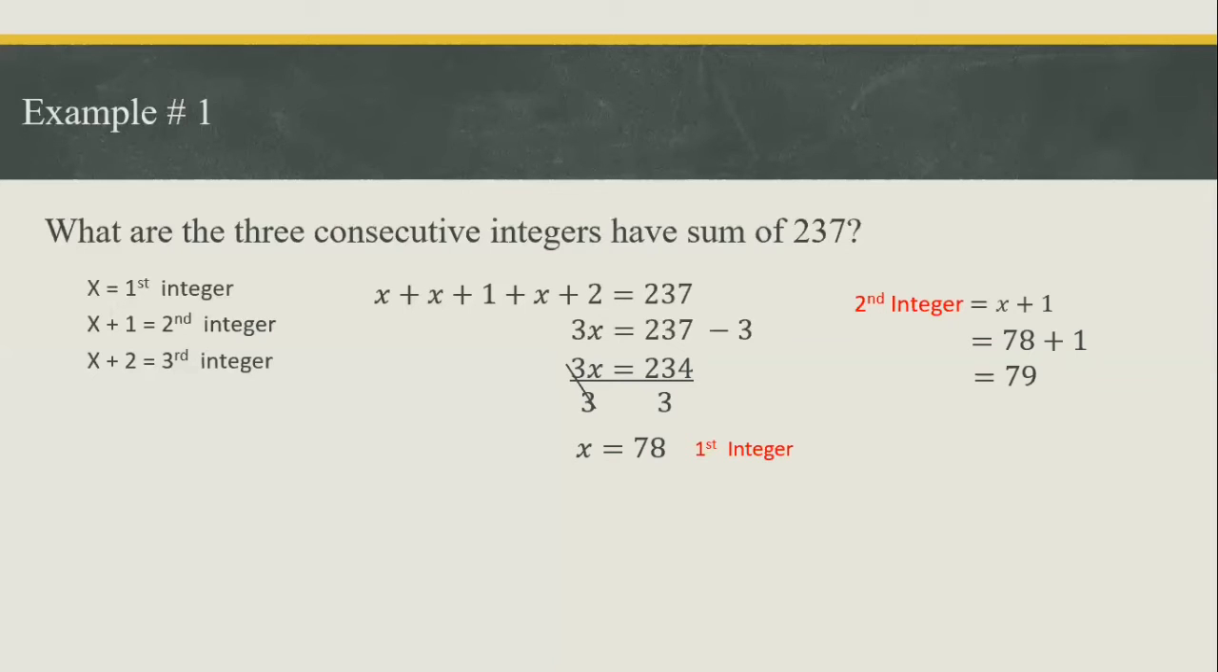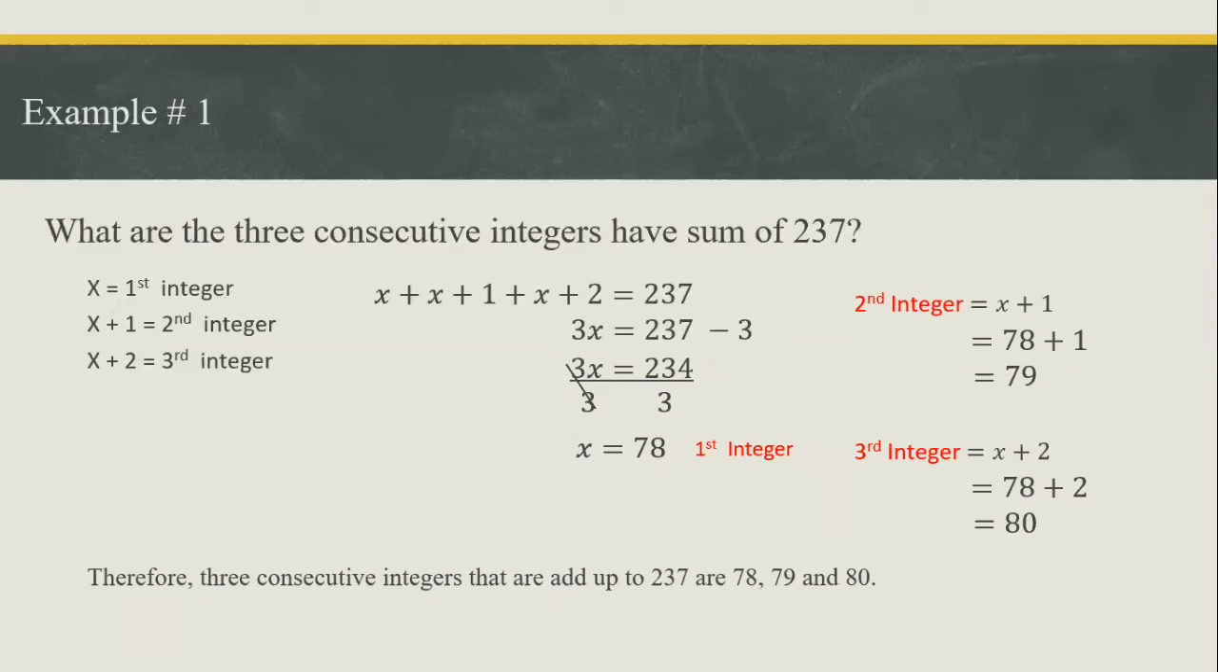And for the third integer, we do the same. The third integer equals x plus 2. Substitute the value of x, so 78 plus 2, and the third integer is 80. Therefore, the three consecutive integers that add up to 237 are 78, 79, and 80.